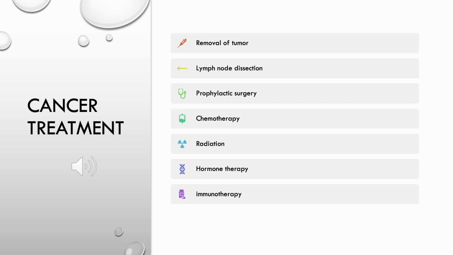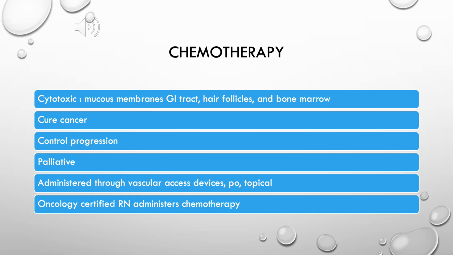I'm going to talk about chemotherapy and radiation, and I'll let your pharmacology teacher talk about hormone therapy and immunotherapy. So chemotherapy is a form of cancer treatment, and it can either cure cancer, control its progression, or be given for palliative reasons. And palliative reasons mean, although it's not going to cure you, you may suffer the side effects of chemotherapy for a short period of time, but it may help to make you feel better in the long run.